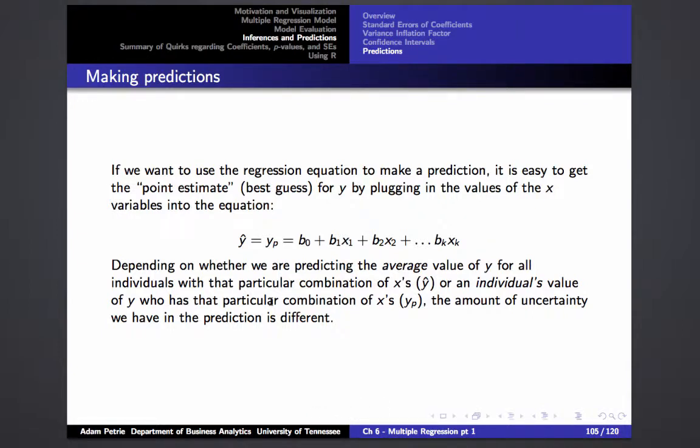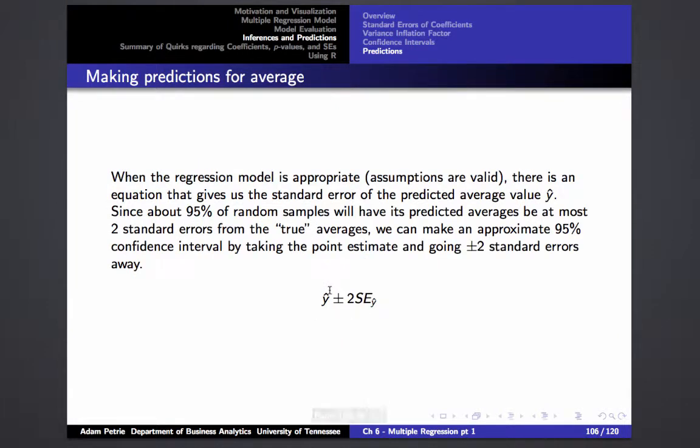So making predictions with our regression model is as easy as just plugging the values of the x's into the regression equation. And we might be predicting one of two things, either the overall average value of y at that combination of x's, we'll call that y hat, or a particular individual's value of y who happens to have that combination of x's. Our best guess, the point estimate, is going to be the same regardless, just plugging in those values into the equation, but the amount of uncertainty is going to be different.